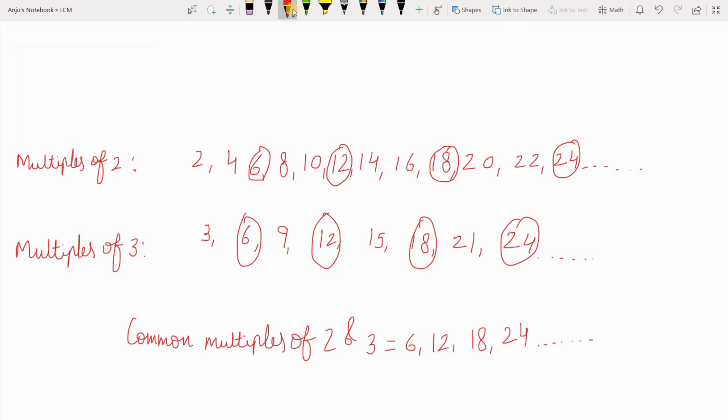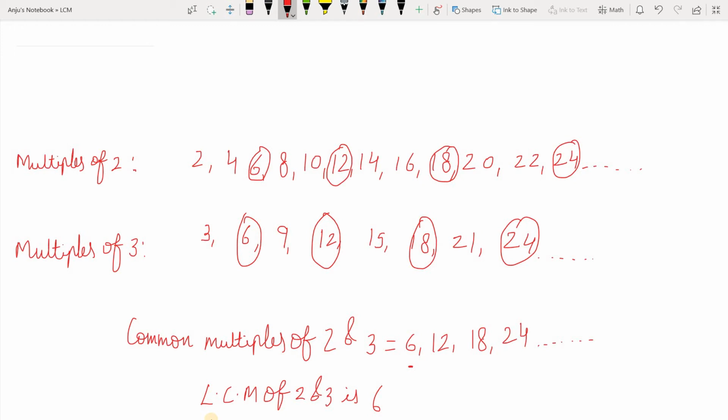So students, as we know ये 2 और 3 का multiple है. But सबसे पहले वो किस step पे मिले थे? तो सबसे पहले वो step 6 पे मिले थे. So we can say LCM of 2 and 3 is 6. So it means 6 is the smallest common multiple of 2 and 3.